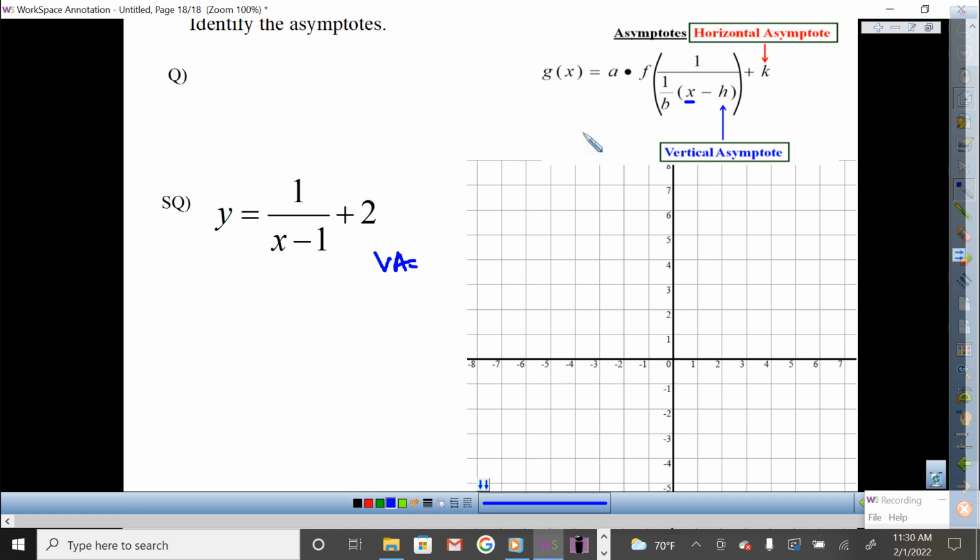Okay, I have an x. I have a negative. So my vertical asymptote is 1. That is correct. However, from this point forward, look up. Instead of just writing VA equals 1, we're going to write x equals 1. Copy that.